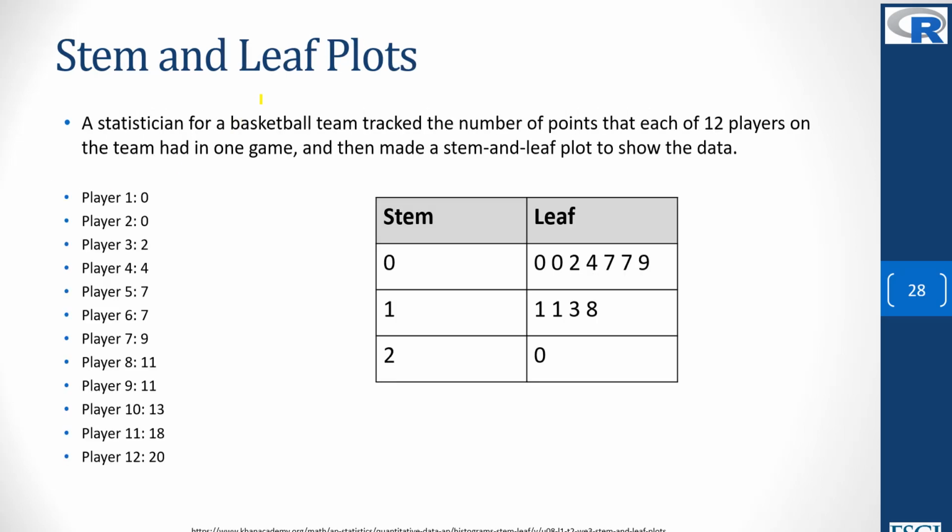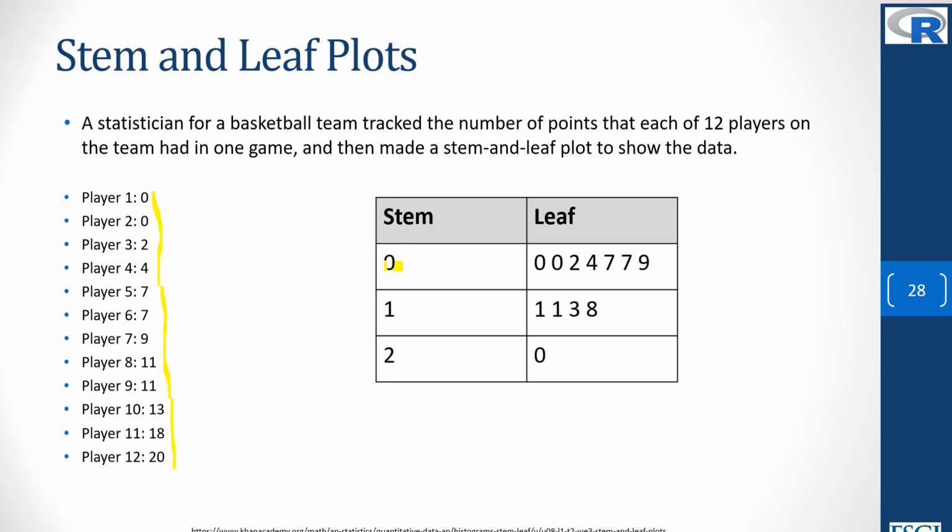Here's another example. A statistician for a basketball team tracks the number of points each of 12 players has in a game, and then they use a stem and leaf plot to show the data. So here are values 0, 0, 2, 4, 7, 7, 9, 11, 11, 13, 18, 20.